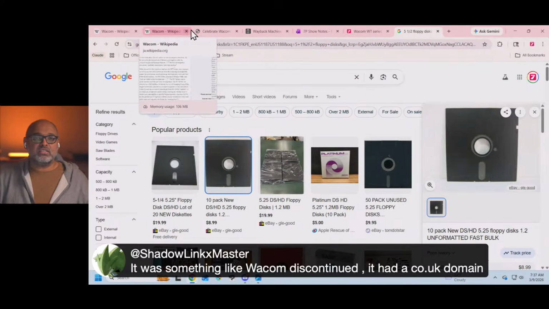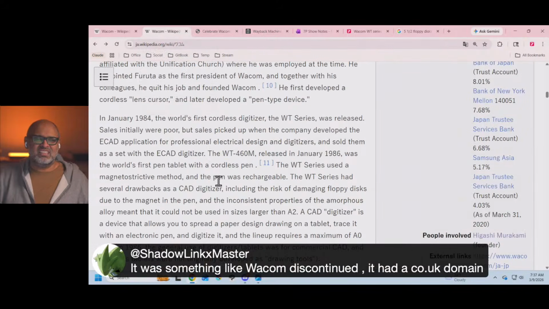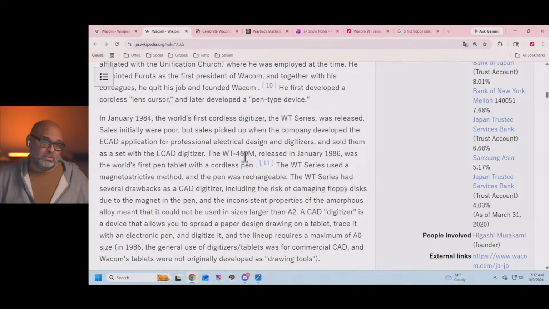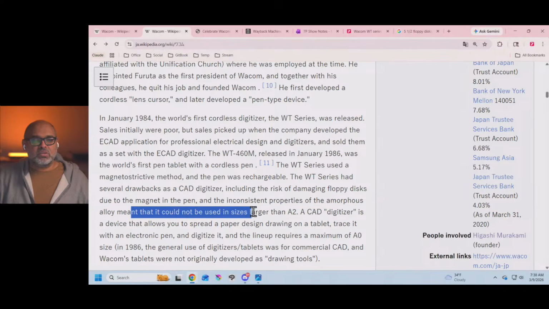The reason I bring this up is it tells us another thing about this technology, which is its disadvantage compared to what we have today. We don't use these floppy disks anymore. And I don't think we have any fear of an EMR pen doing anything weird. And the inconsistent properties of the amorphous alloy meant it could not be used in sizes larger than A2.